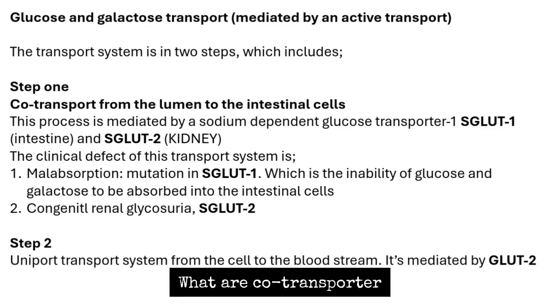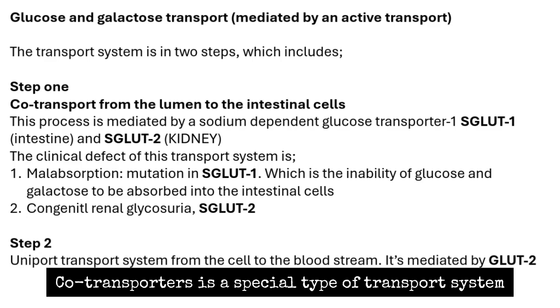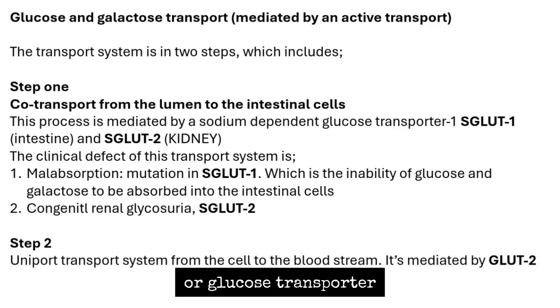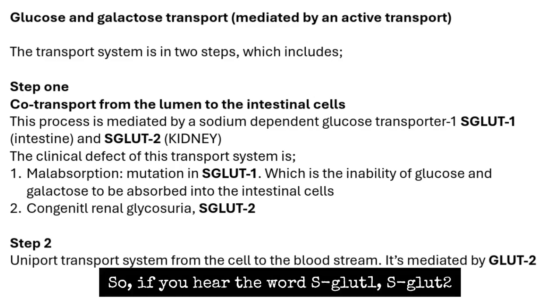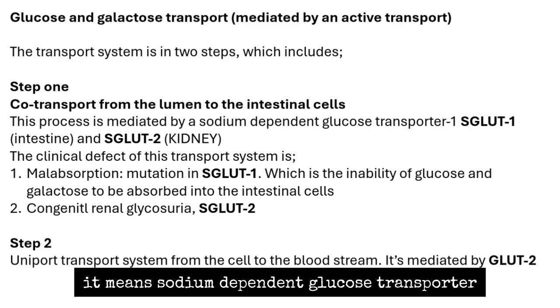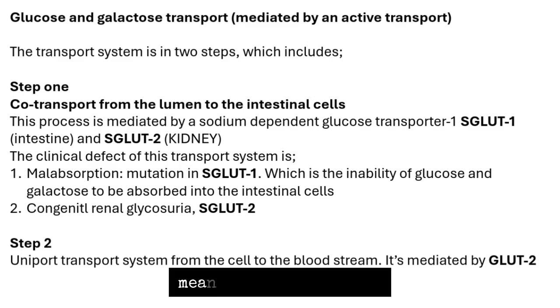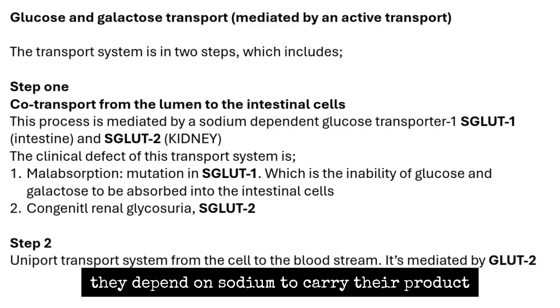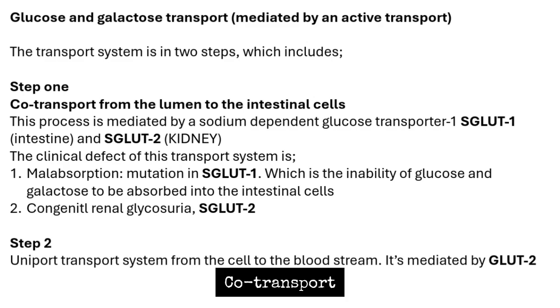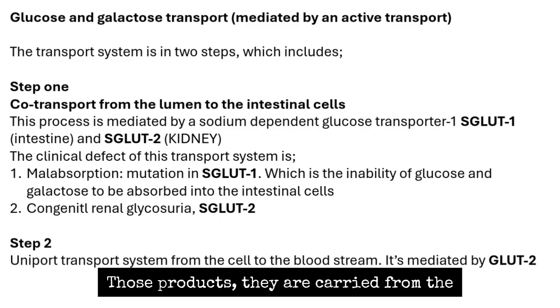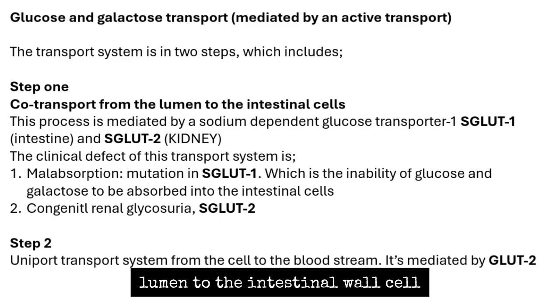What are co-transporters? Co-transporters are a special type of transport system or glucose transporter that is mediated by a molecule such as sodium. So if you hear the word SGLUT1, SGLUT2, it means sodium-dependent glucose transporter, meaning the transporters depend on sodium to carry their product. Now the first step, which is co-transport, by which those products are carried from the lumen to the intestinal cell.